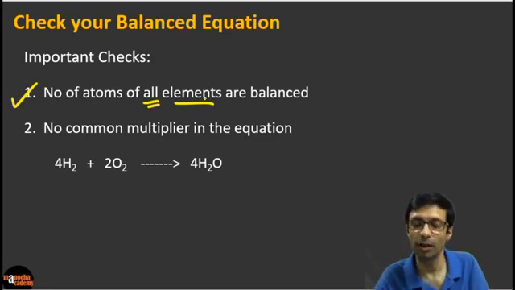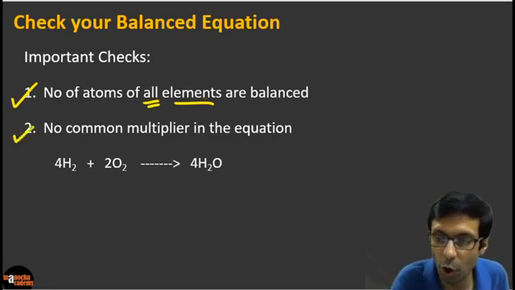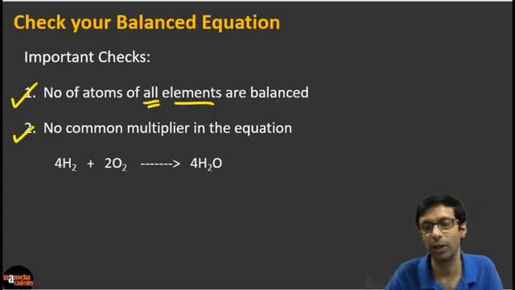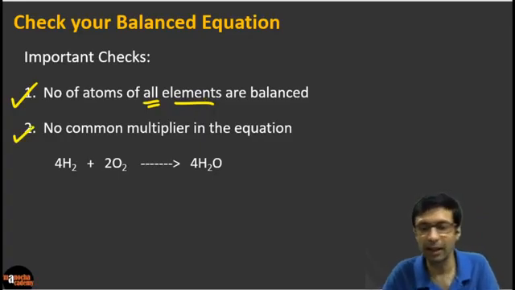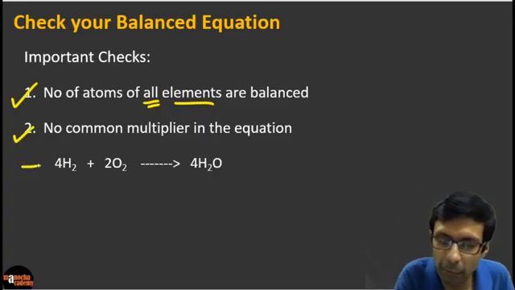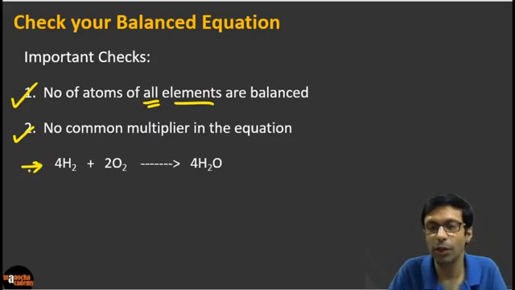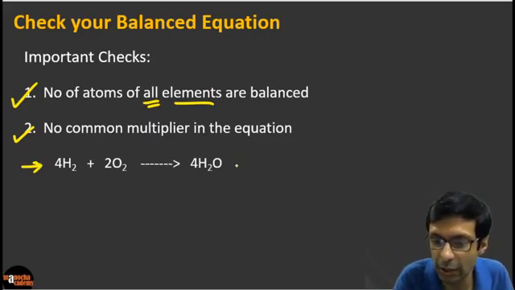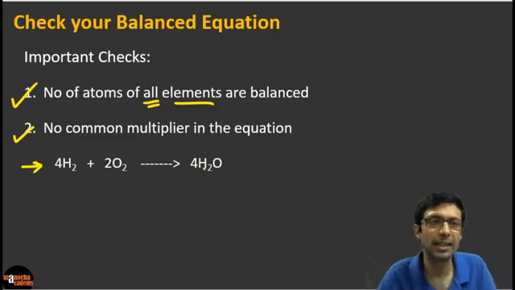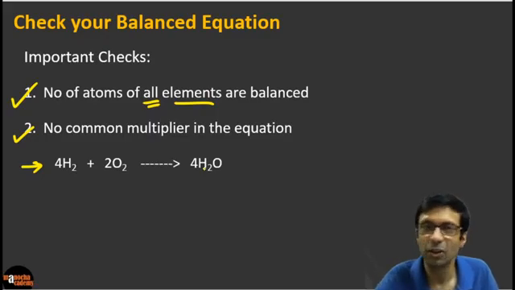And another very important thing, there should be no common multiplier in this equation. This is a very common mistake. Can you tell me what is the problem with this equation? The equation that I marked here, 4H2 plus 2O2 gives 4H2O, is this equation balanced or not?